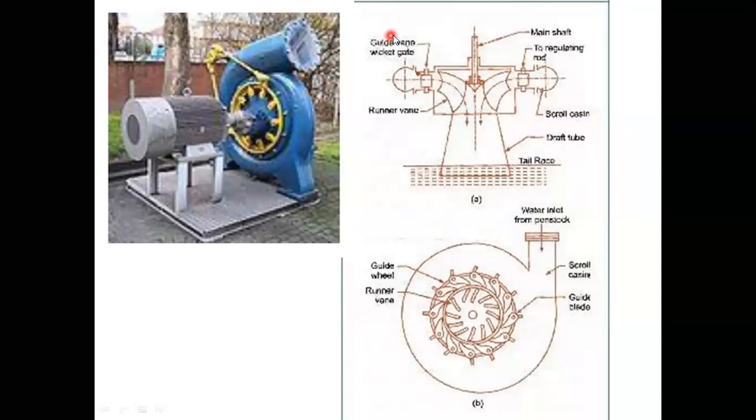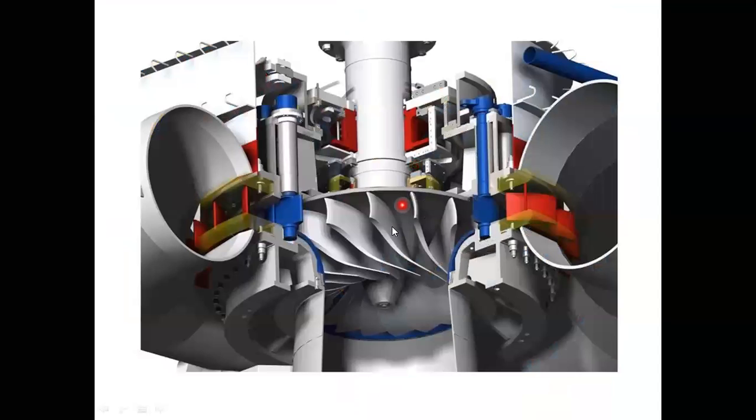See, this is the guide vanes. We can see in the previous diagram or picture, runner vanes, guide vanes, draft tube, all things we have seen in this picture. See, this is the runner vanes, this is the guide vanes, this is the draft tube, this is the shaft, okay, this is the casing.